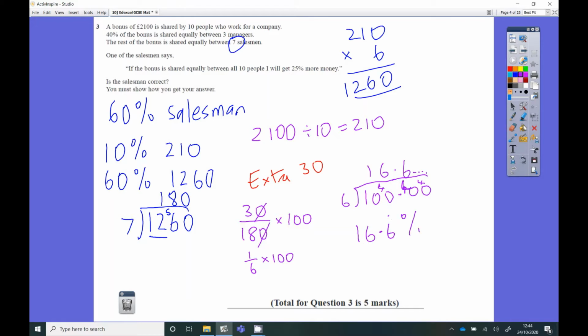So the salesman is not right when he says it. So you need to say the salesman is not correct. Salesman not correct. Each gets an extra 16.6%, not 25%.